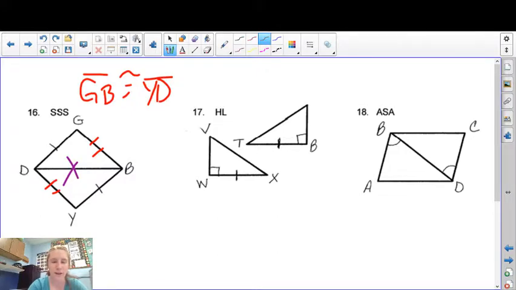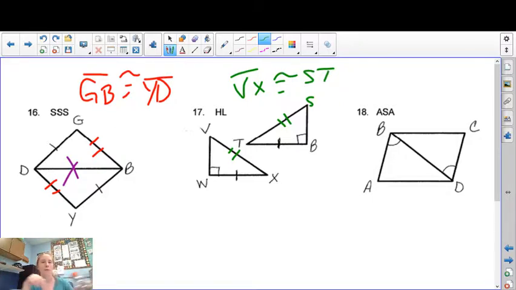I need hypotenuse leg. Right now I have a leg. Right now I have the right angle, so I need the hypotenuses. So VX, right? Yeah, the T's on the other side, is congruent to an S. This is the letter S up here, by the way. ST. It's like, huh, I don't have a letter. My paper got a little cut off when I scanned it. The copier is really good at doing that, let me tell you.